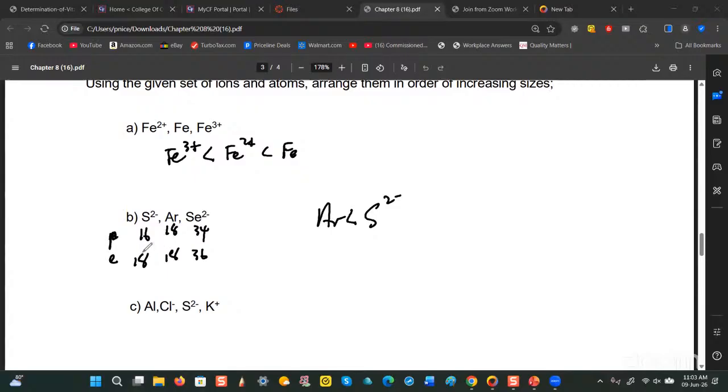Because they have the same number of electrons, but argon has a higher nuclear charge, right? And the question now becomes, where does Se2- fall? And that would be here, because Se2- is below S2- in the periodic table. As you go down any group, the size increases. So that would be the answer for B.